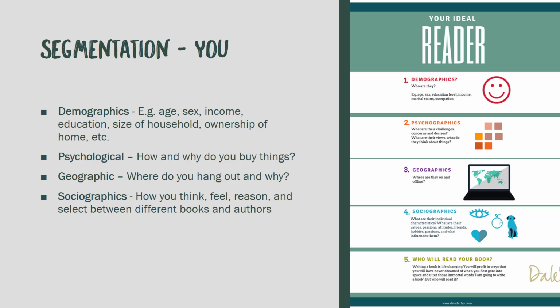And then I want you to think about the sociographics: individual characteristics, people's values and passions, their attitudes, your friends, your hobbies, what influences you, how you think, feel and reason about these things. But apply this to how you select between different books and authors.